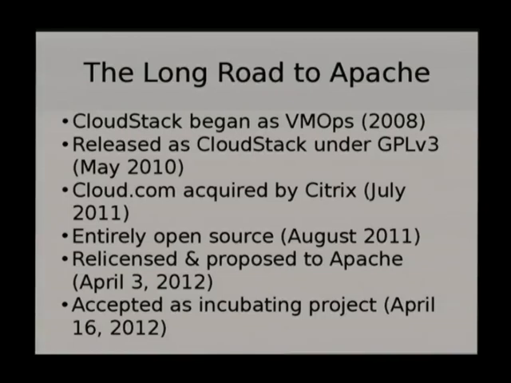Relicensed and proposed to Apache, a lot of people were coming to us and saying, we like CloudStack, we have some problems with the governance, we have some problems with GPL v3. They heard that and they basically donated it to Apache. It was accepted as an incubating project in April, and we had our first major release in November of last year. If the vote goes well, we'll have our first point release in about a week.